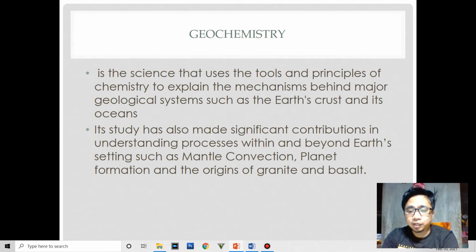So moving on to geochemistry. This is the second allied field. Geochemistry is the science that uses the tools and principles of chemistry to explain the mechanisms behind the major geological systems such as Earth's crust and its oceans. Its study has also made significant contributions in understanding processes within and even beyond Earth's settings, such as mantle convection, planet formation, and the origins of granite and basalt.